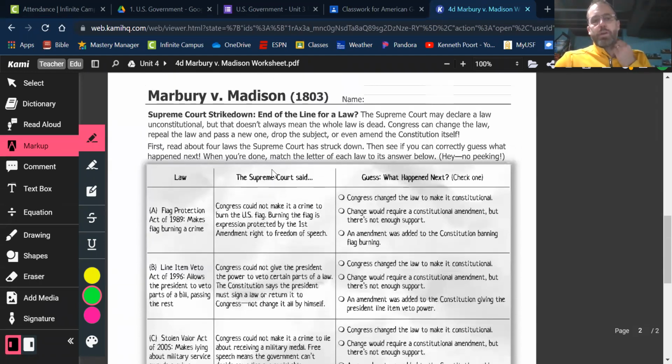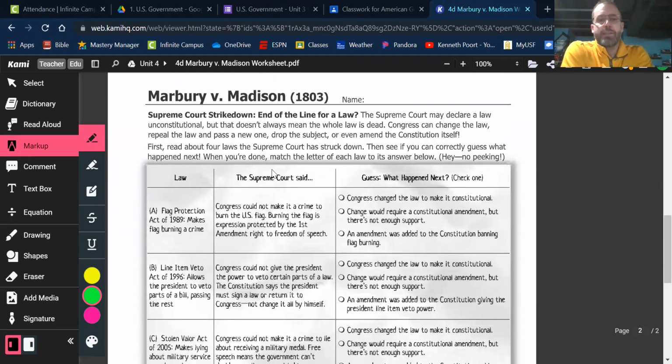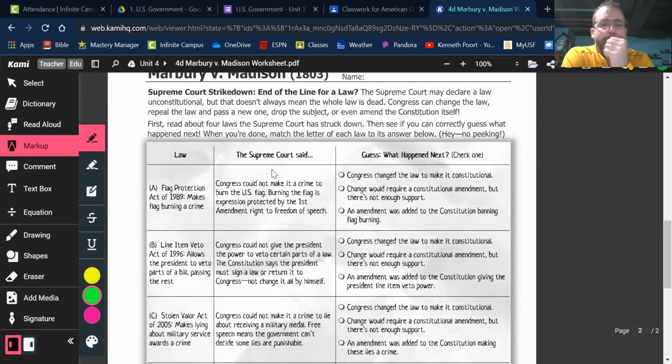So what we have here, guys, are some different laws that were tried at different times in our country's history, and then what the Supreme Court said about them. And then we had to decide what we think happened next. But by me going through this, we'll understand what happened next. So one law, this was 1989. Congress wrote a law called the Flag Protection Act of 1989, making flag burning a crime.